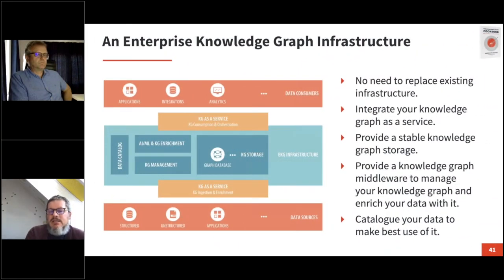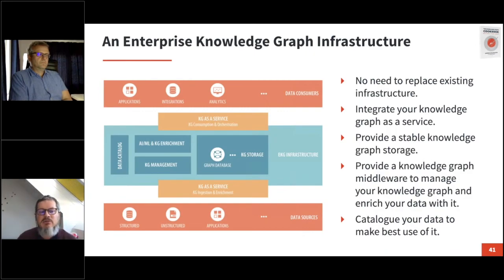What we see now is the high level, I would say, knowledge graph infrastructure that outlines the main components. On one hand, the storage, of course, where we have a graph database that holds the data, holds the knowledge graph. But of course, we need a component or components that allow us to manage that knowledge graph, and components that allow us to enrich it. There we have to include machine learning and all those concepts.